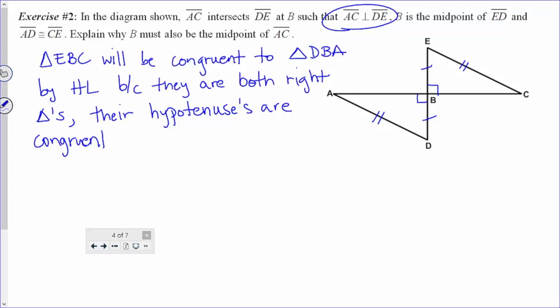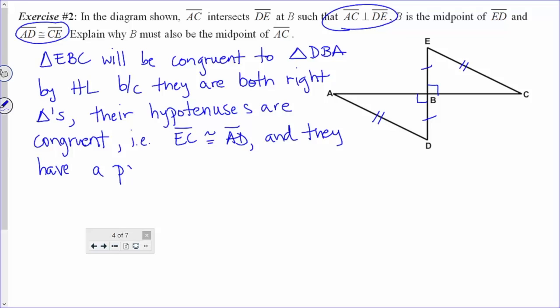I don't know why I just put an apostrophe there. That's weird. Their hypotenuses are congruent, i.e. EC is congruent to AD. That was given. And they have a pair of congruent legs.